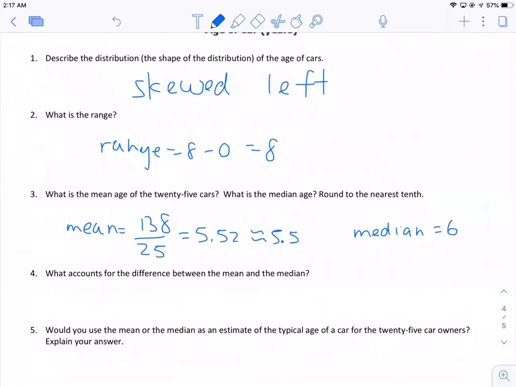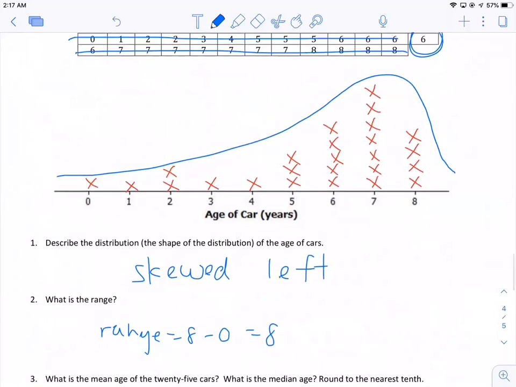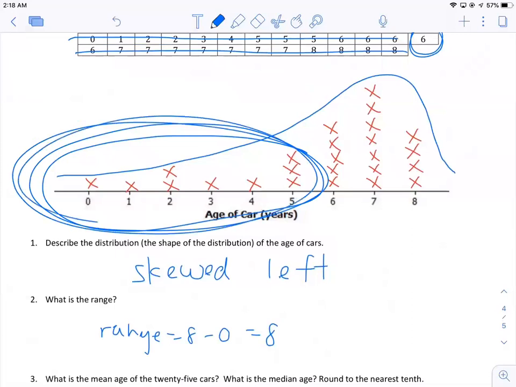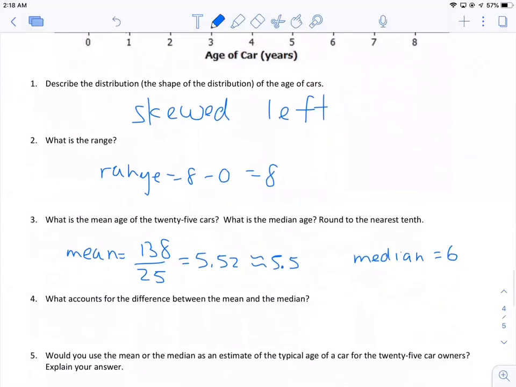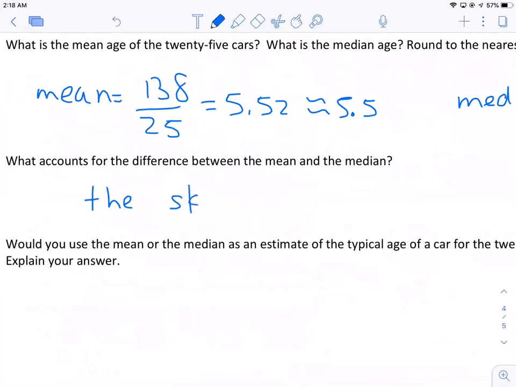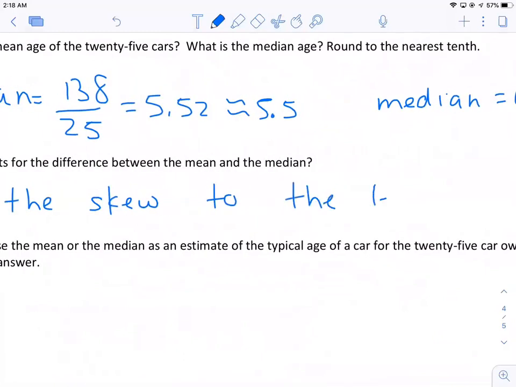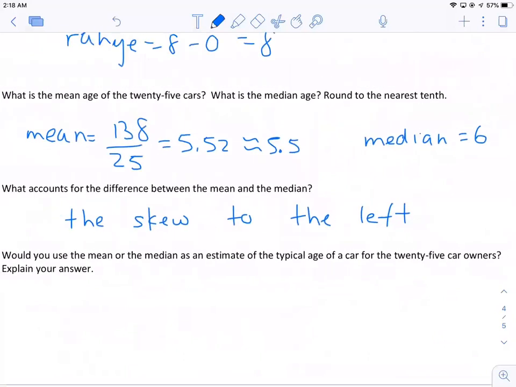So what accounts for the difference between the mean and the median? Well, in this case, we can see the mean is less than the median, right? And that's because it's skewed left, right? The tail on the left side is going to bring the mean down. So this is the opposite case of skewed right. So what accounts for the difference? The skew to the left accounts for the difference, or the fact that the distribution is skewed left.